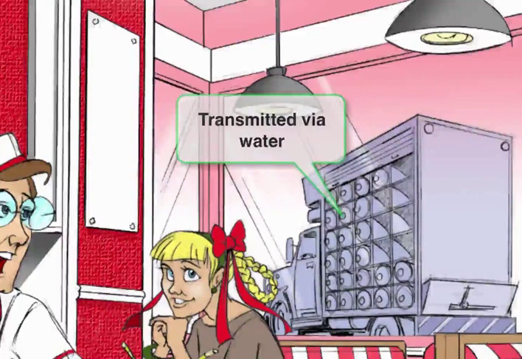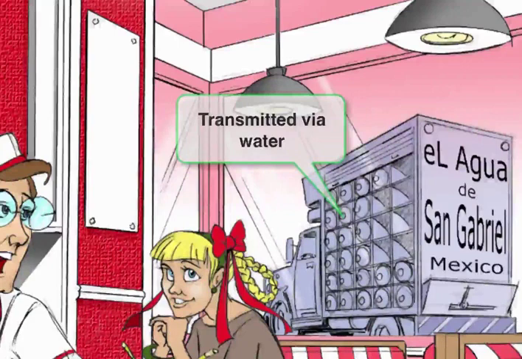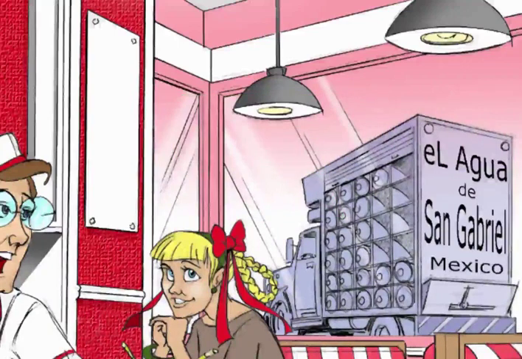Now we're writing El Agua de San Gabriel, Mexico. And we made the water truck to be from a Mexican water company because the classic history for someone with ETEC is recent travel to Mexico, where they drank the water. You may have heard this disease referenced as Montezuma's Revenge.